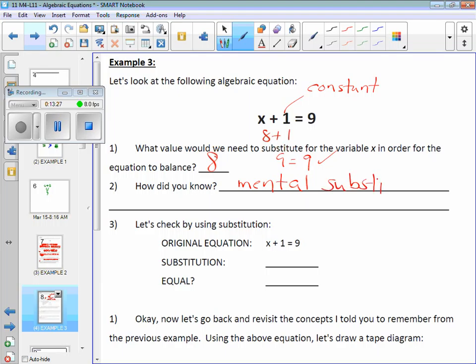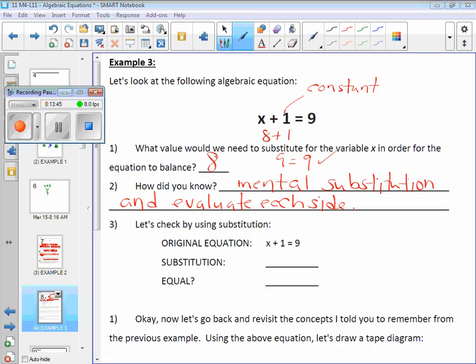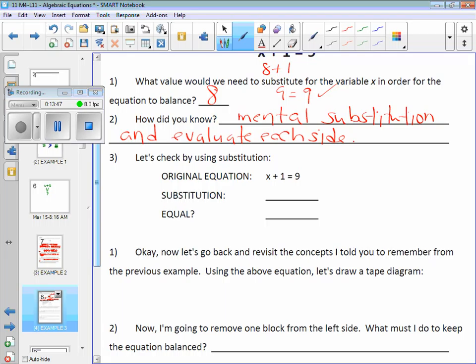I call it mental substitution because you did it in your head. And then you evaluate each side. This part I kind of already did up top, but I'll show it again here. We substituted 8 in. Now you're right back to that example 1, where you put each side in standard form. That becomes 9 in standard form, and obviously the right side is already in standard form, and it checks.